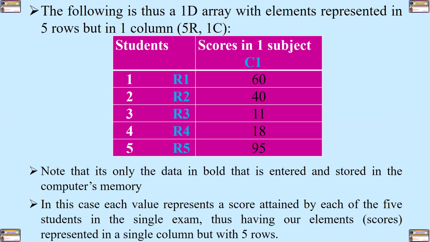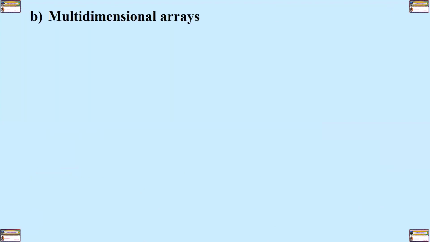In this case, each value represents a score attained by each of the 5 students, but in a single exam. The emphasis here is on a single exam, and that's why I'm organizing these elements in a single column. But note, it is a one-dimensional array. Why? The data is occupying a single column. If you have data occupying several columns, another column with another set of figures, 5 of them, then that would be a different dimensional array, as we are going to see.